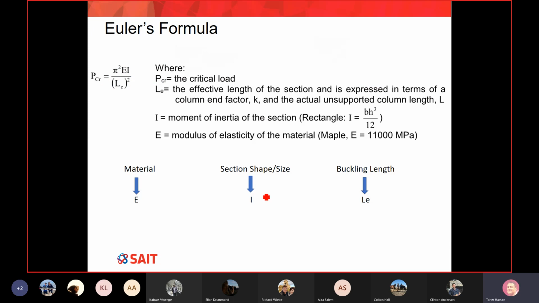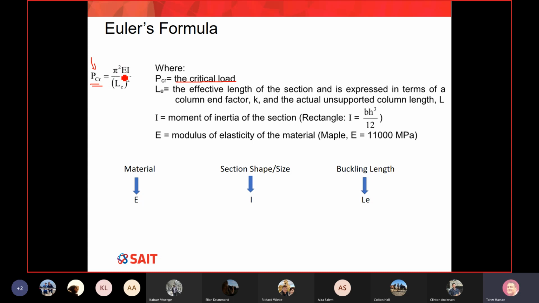Now, let's go to the Euler formula. We talked about Euler, and this is the Euler formula. Euler did some derivation and simply said, here is your critical load. If your load increases until it hits this number from this equation, then your column will start to buckle. Without any details, the equation is very simple. He said P sub CR, which is your critical load for buckling, which means the load that will cause buckling to happen, is simply pi squared.